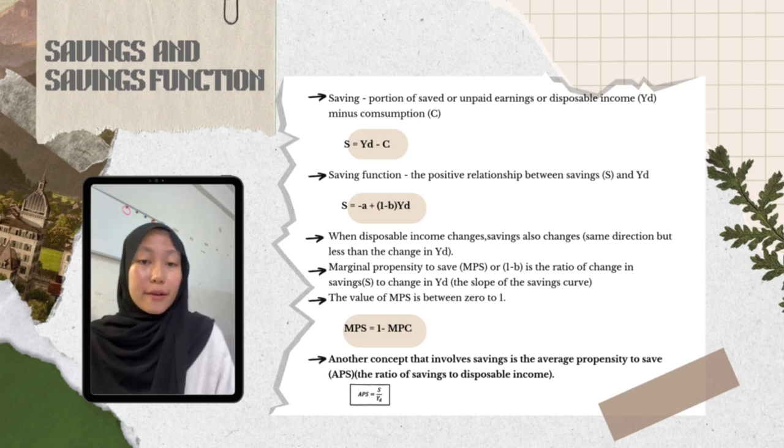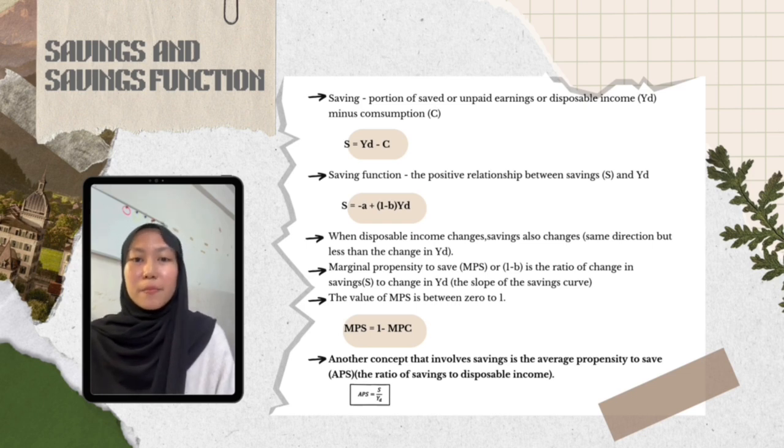Now let's talk about the saving function. The saving function describes the positive relationship between saving and disposable income. In simple terms, the saving function shows how saving changes as disposable income changes. The formula for the saving function is S equal to minus A plus 1 minus B YD, where A represents autonomous consumption, B is the marginal propensity to consume, MPC, and 1 minus B represents the marginal propensity to save, MPS.